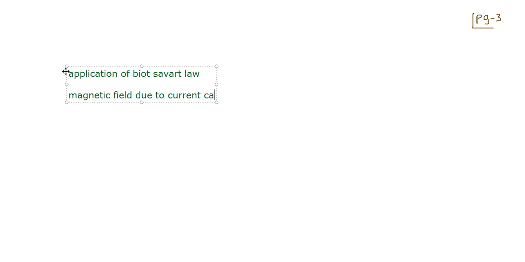So application of Biot-Savart law. In our textbook we have only one application. Application of Biot-Savart law. என்ன law அப்படினாக்கா, magnetic field due to current carrying circular loop along its axis da பார்க்க போறோம். First I explain the logic, then I go to derivation. First logic பாருங்க. Imagine circular loop.